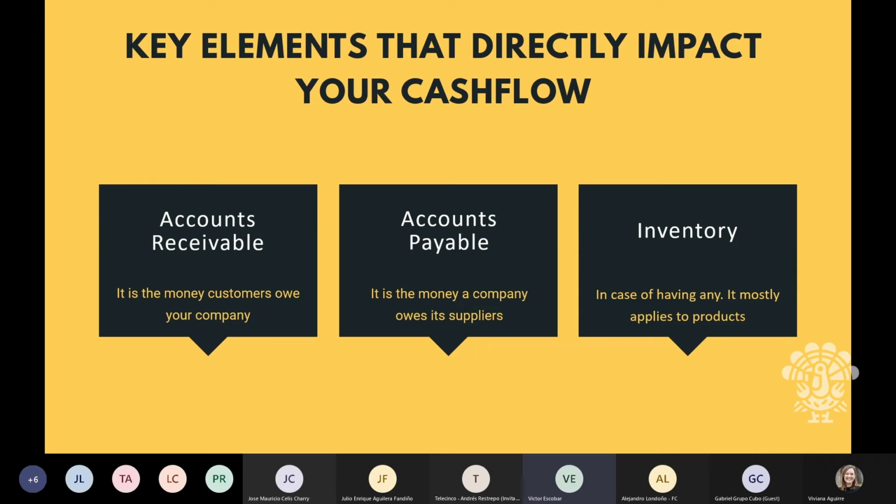Also, you have the accounts payable, that is the money that you owe to your suppliers. And in case of having this, the inventory. So the inventory will be the materials that you purchase from suppliers, and you will need to sell to generate revenue. So these are the key elements to measure your cash flow cycle, and we will see that in a moment.